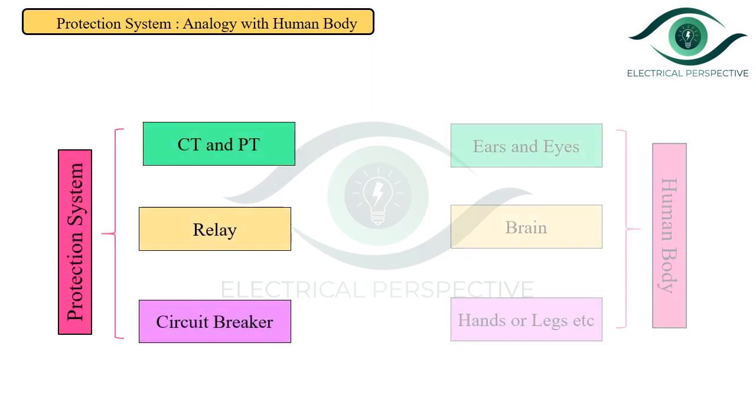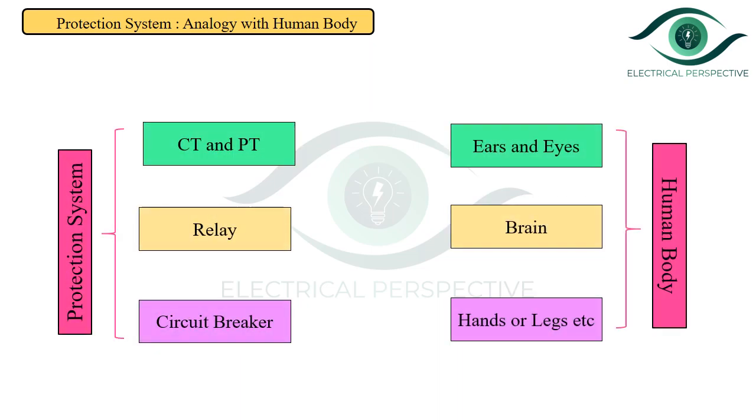Now to have the better understanding, I am explaining the protection system using analogy with human body. As discussed earlier, we know that the function of CTs and the PTs is to step down the current and the voltage respectively. So input to relay is from the secondaries of CT and the PTs.